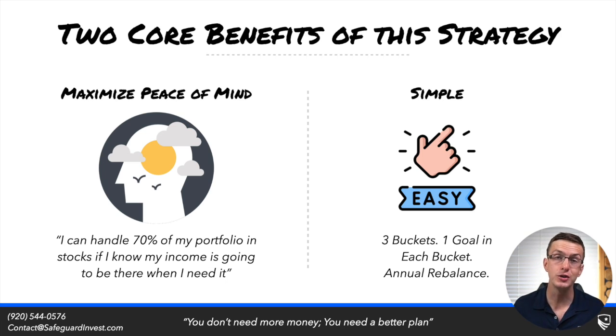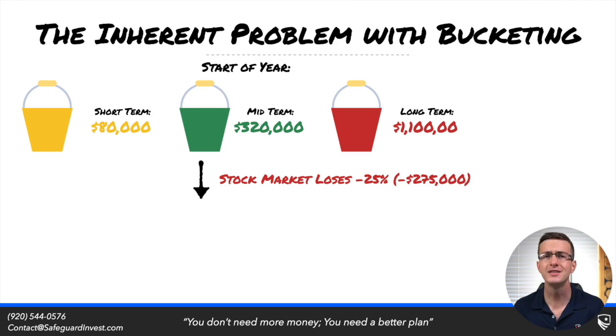There are inherent issues with this bucket method, and it primarily comes down to the need to refresh each of these buckets each year. For instance, let's say at the start of the year, your bucket picture looks something like this. You have $1.5 million in retirement assets.